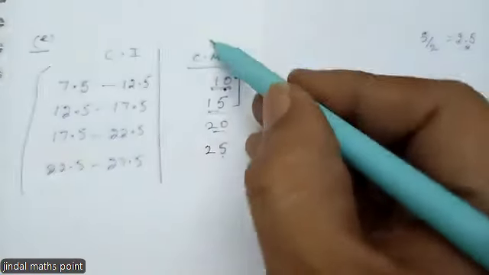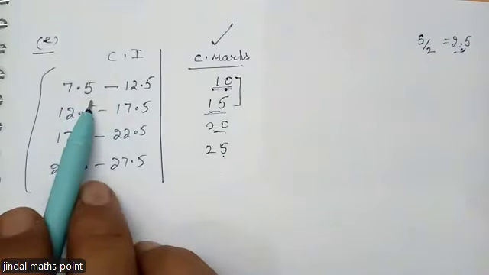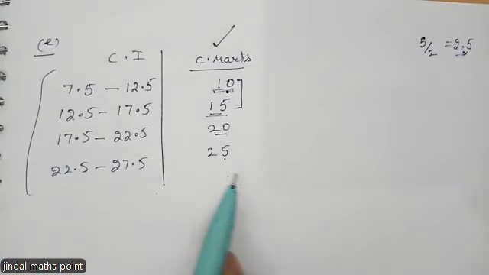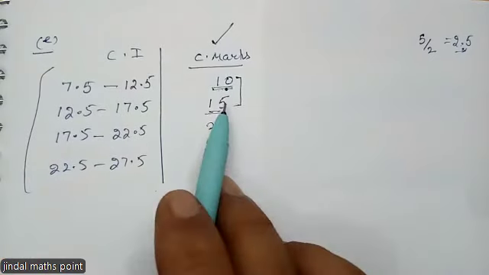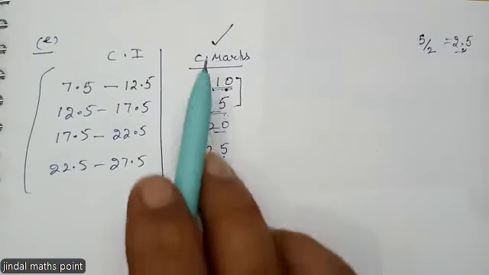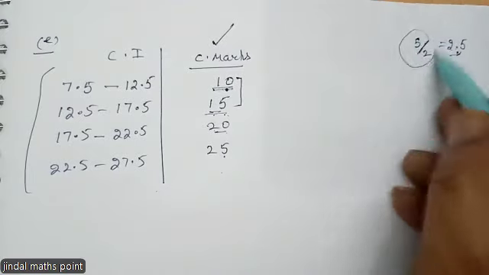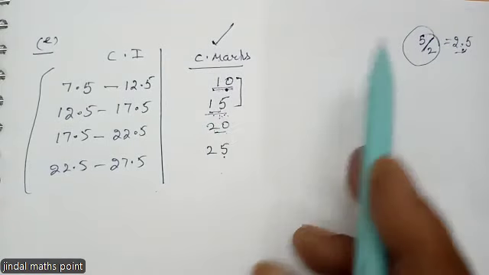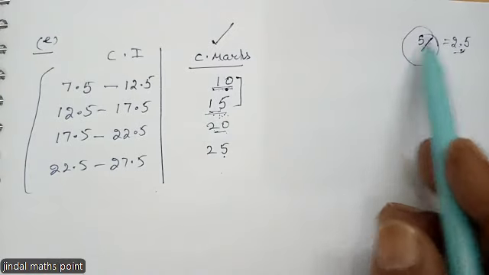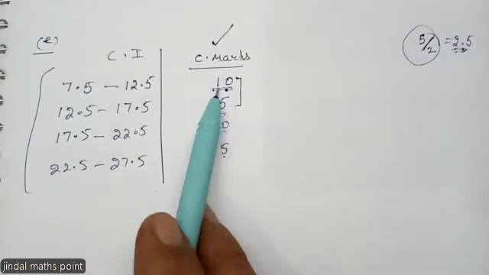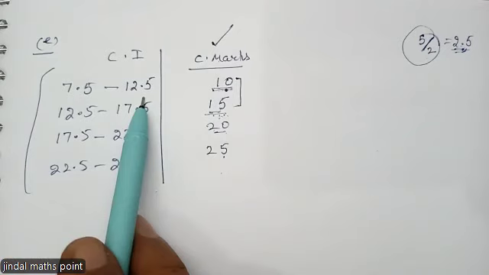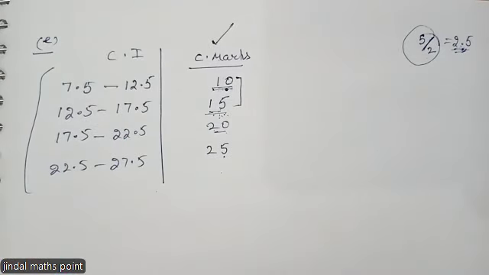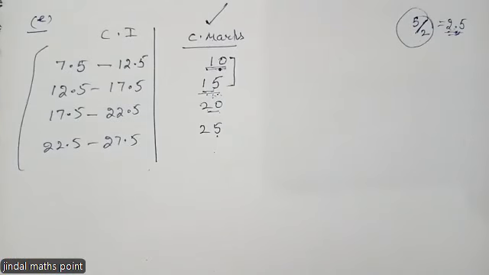Understood? When class marks are given, how can we find class intervals? In this manner. First of all, we subtract two consecutive class marks, we get 5. Then half of that difference, we divide 5 by 2 and get 2.5. We subtract or add 2.5. We get 7.5, and when we add 2.5 to 10, we get 12.5. In the same manner, we can find the rest. Okay.